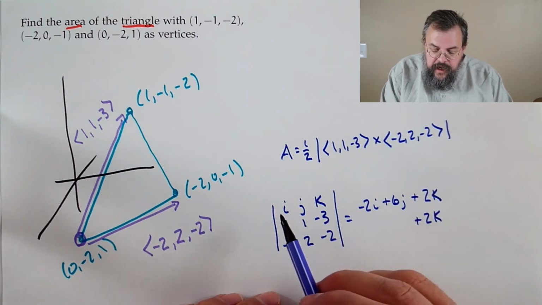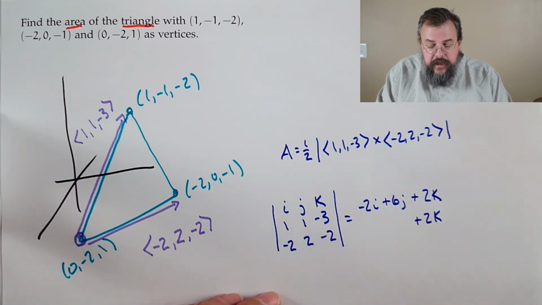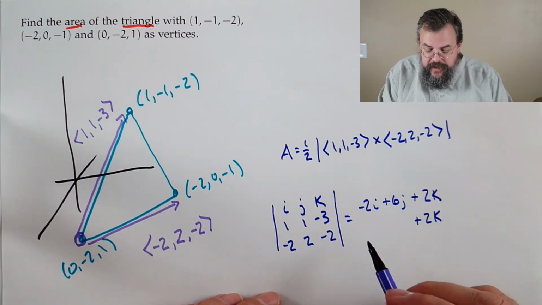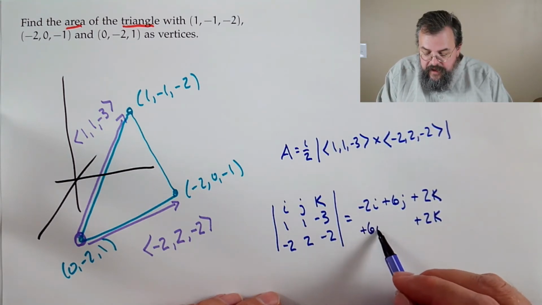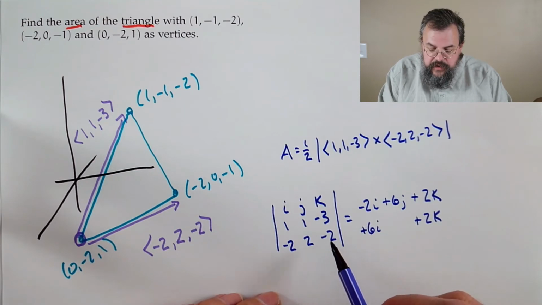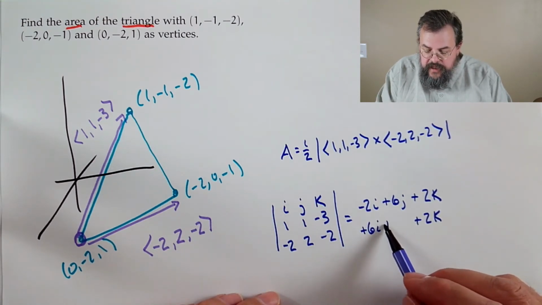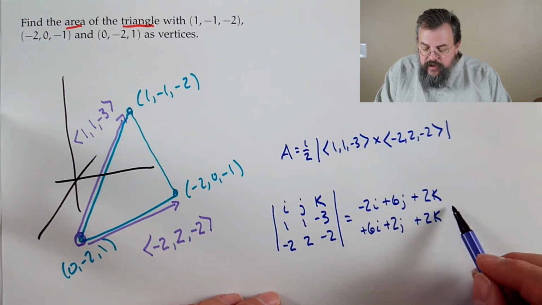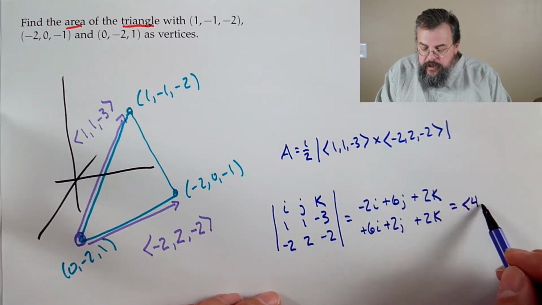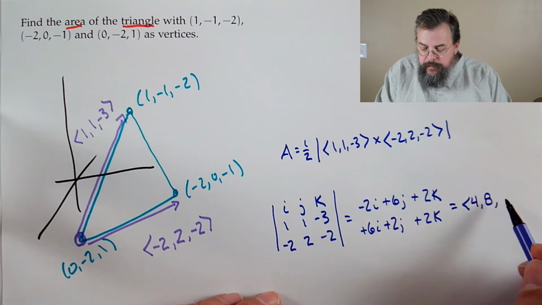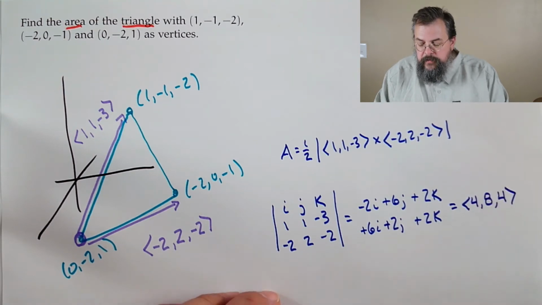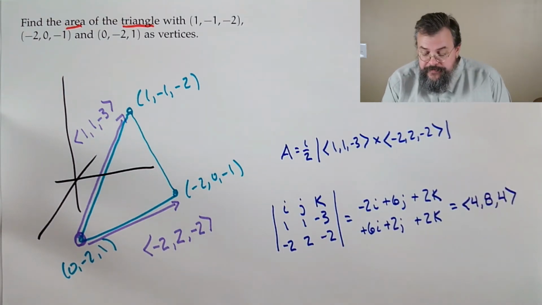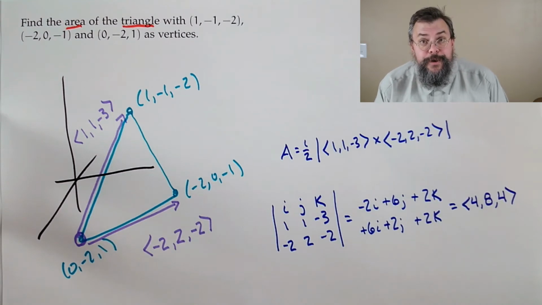2 minus 3i, so that's -6i. Of course, we're subtracting -6i, so it's the same as adding 6i. And then -2, 1j, so that's -2j, but we're subtracting that, so it becomes +2j. So this looks like 4, 8, 4. 4, 8, 4. Now, what should we do?